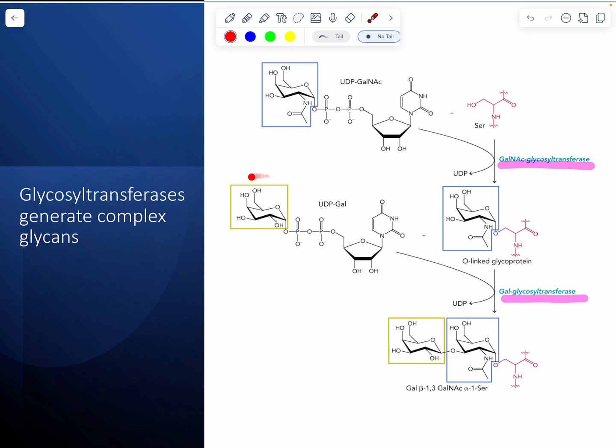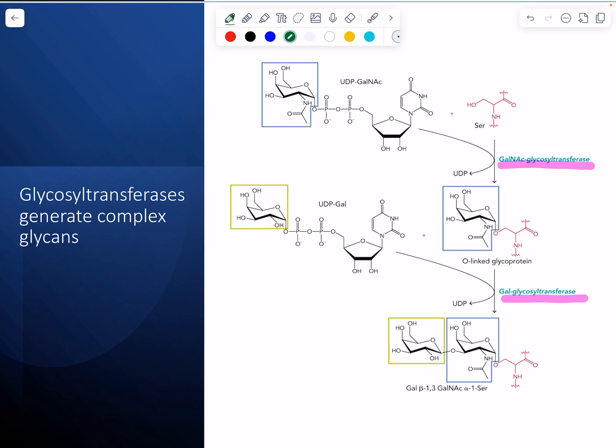But you'll notice, okay, that the sugar unit that's being added on is carried there by a nucleotide that's been conjugated to the monosaccharide. So this is uridine. So this is uridine diphosphate galactose. So that's how it enters. Okay, and then that's how you get the reaction being added.